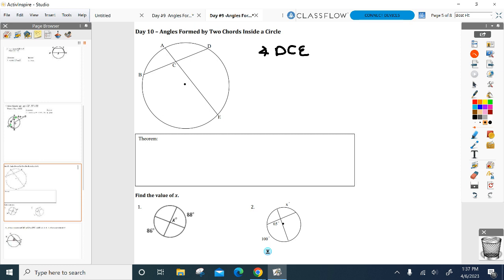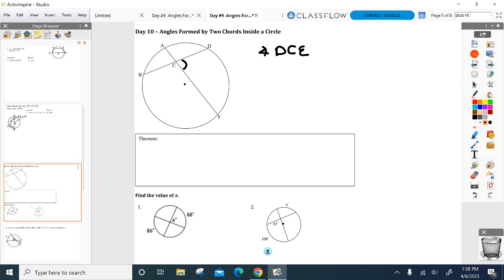So I'm going to have a new name for it. It's not a mathematical name. I call this a floater angle. Why do I call it a floater angle? Where's the vertex? Kind of just floating inside the circle, right? Now, also, does everyone see the three other floater angles that surround it? ACD, ACB, and BCE. So there's 4 there.